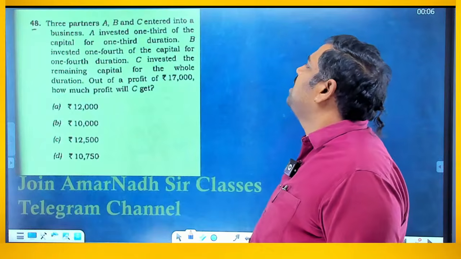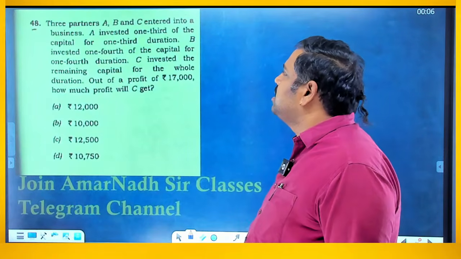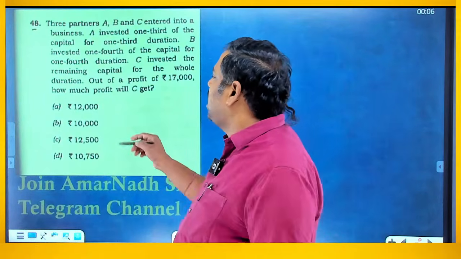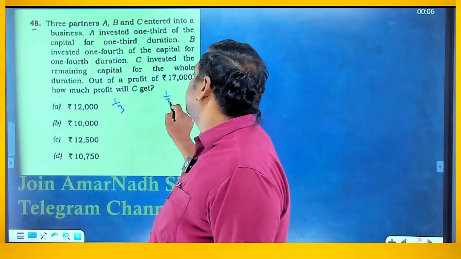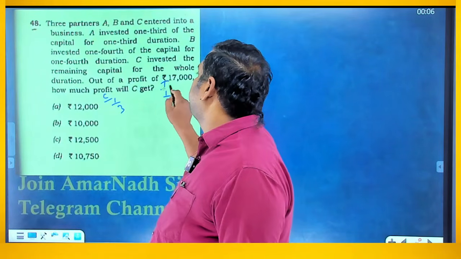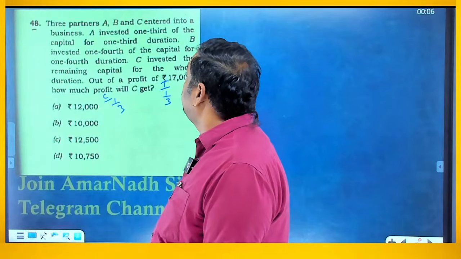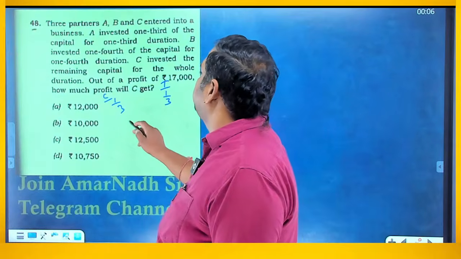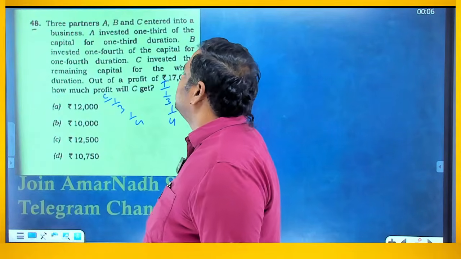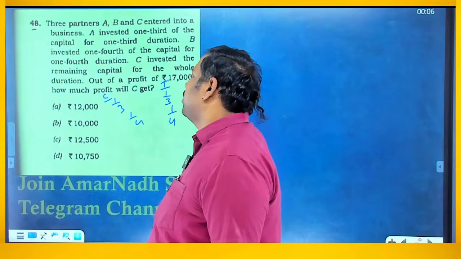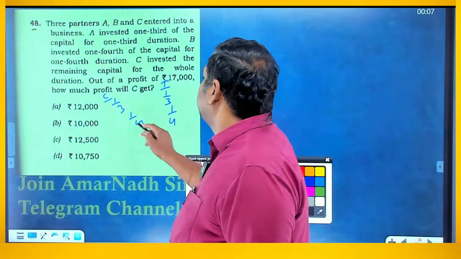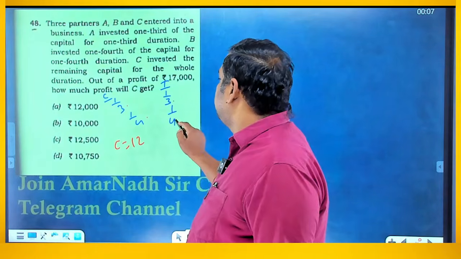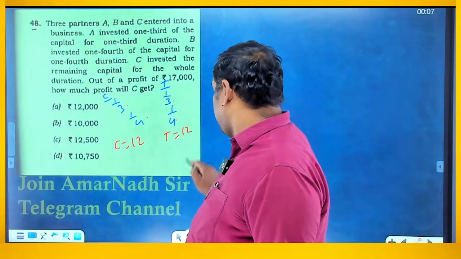3 partners A, B, and C entered into a business. A invested 1/3 of the capital for 1/3 of the duration. Capital point of view, time point of view, I'm writing. B invested 1/4 of the capital for 1/4 of the duration. C invested the remaining capital for the whole duration. Now, what are the denominators here? 3 and 4. That's why total capital is 12 rupees. Total time is also 12.